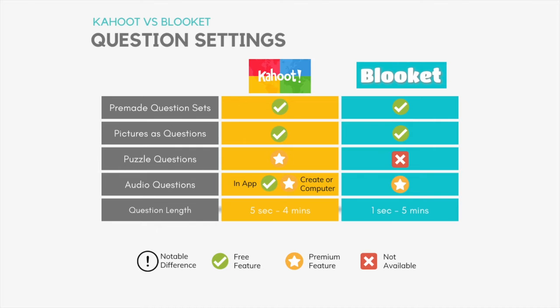For the question lengths, Kahoot question lengths can be 5 seconds to 4 minutes long. So this is how long we're leaving the question open for the student to be able to answer. And for Blooket, they are 1 second to 5 minutes long. For answer setting options, I broke this down.